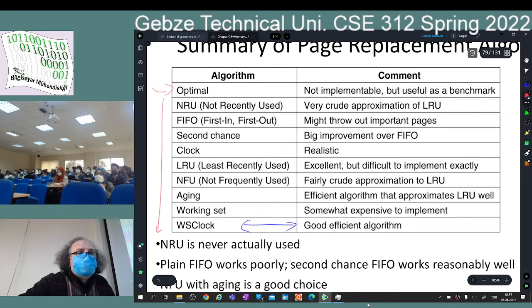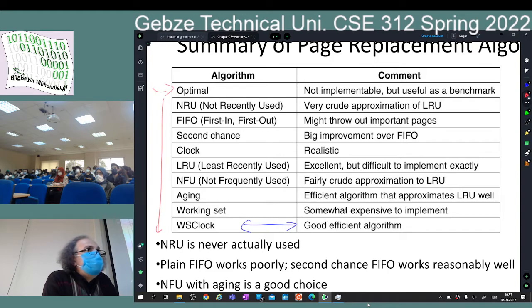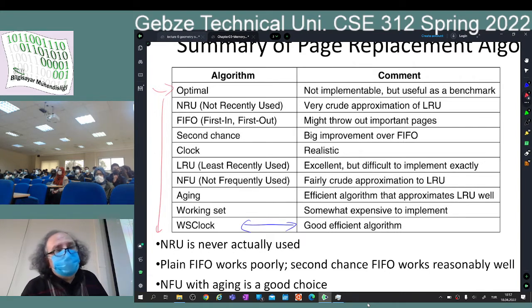Then this one we liked a lot, least recently used. It is good. It says that if a page has been used the least recently among all the pages available, then I'm going to replace it. But this one requires, remember, special hardware. For each memory reference, you need to keep the time of the reference at the page level, and not everybody is lucky enough to have that kind of hardware.